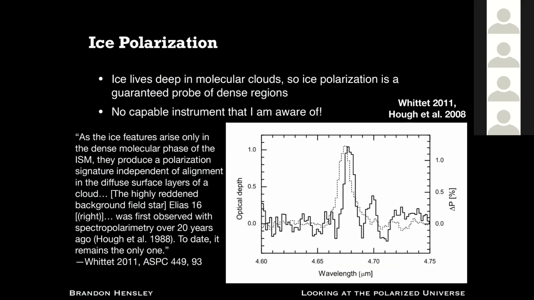And then last thing, I promise, is to think about ice polarization. And this is, I think, an interesting observational window that hasn't really been exploited very well. We get these ice spectral features in the dust extinction, and they can only live in very dense environments deep within clouds. So if you measure them in polarization, you know that you're detecting magnetic fields that are deep in the cloud and not just dominated by what's going on at the surface. This has been done for Elias 16, as pointed out by Doug Whittet, but to date, it's really the only star that this has ever been done with, and I'm not aware of a capable instrument that could do this kind of spectropolarimetry at these mid-infrared wavelengths.